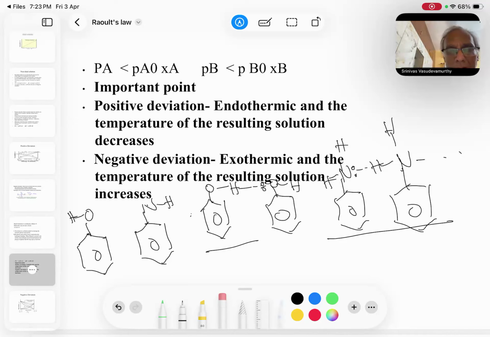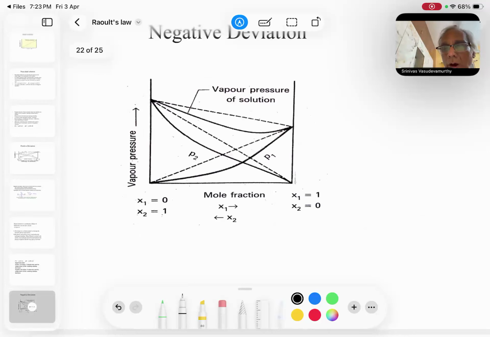Right. Now I'm taking NH2 here. Now I've taken OH and NH2. Now I'm mixing it together. Let us see how the bond is formed there. So I've taken OH.